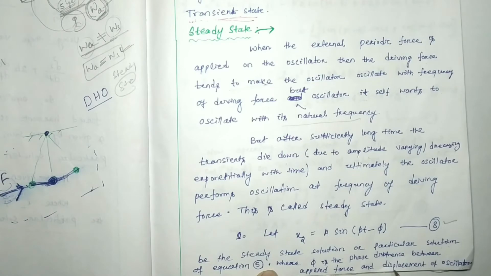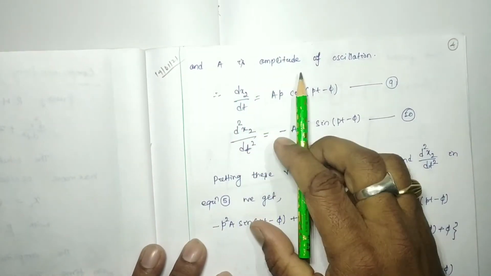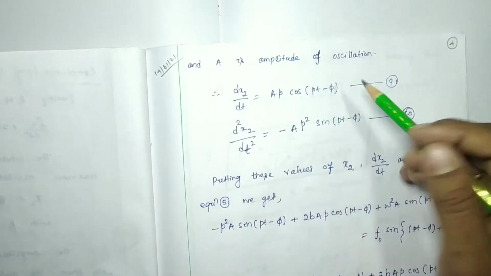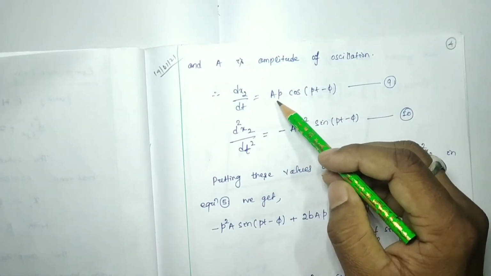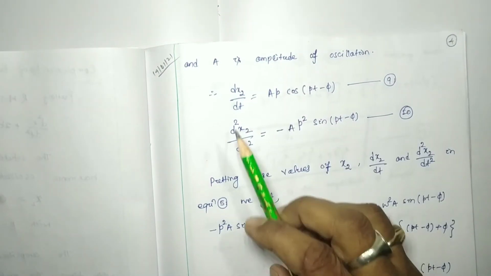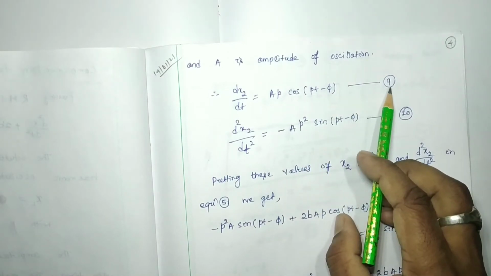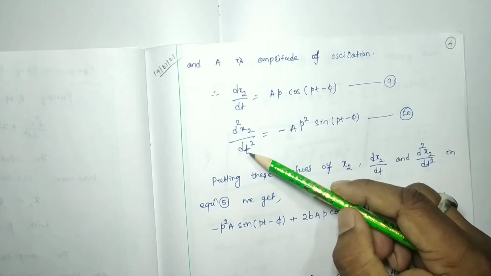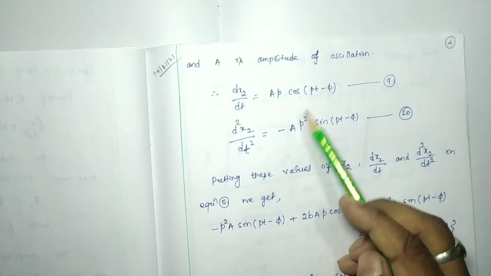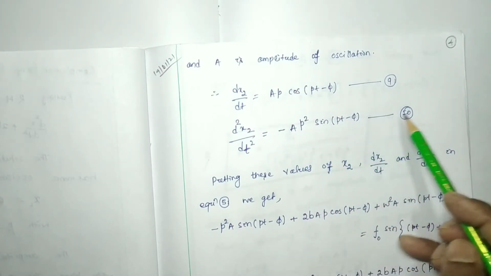Applied force and displacement of oscillation. Okay, we have to go to the next page, and here a is the amplitude of the oscillation. So the first derivative dx2/dt we can find as a p cos(pt minus phi), let it be equation number 9. And the second derivative, d square x2 by dt square, will be nothing but minus a p square sin(pt minus phi), let it be equation number 10.